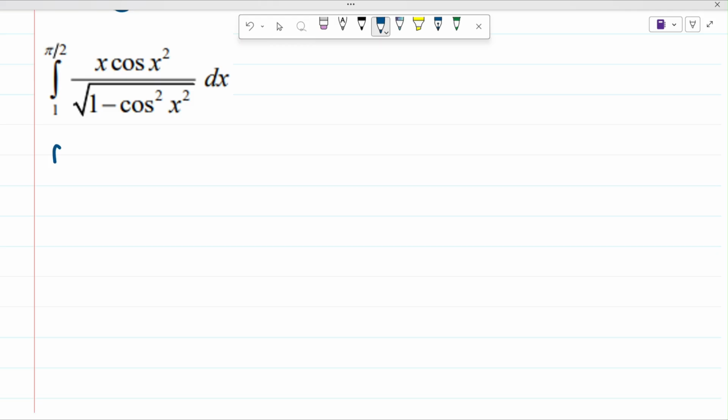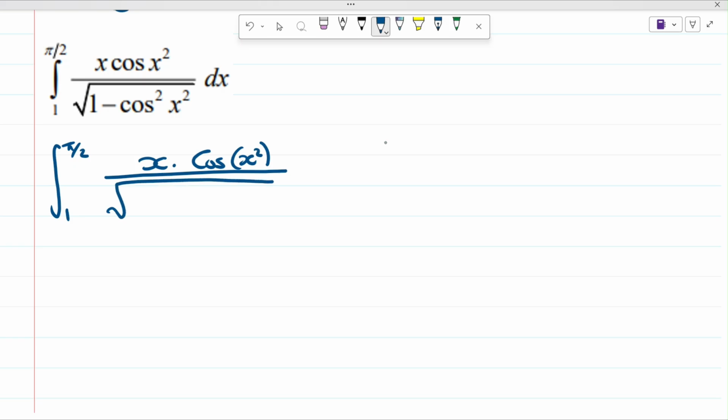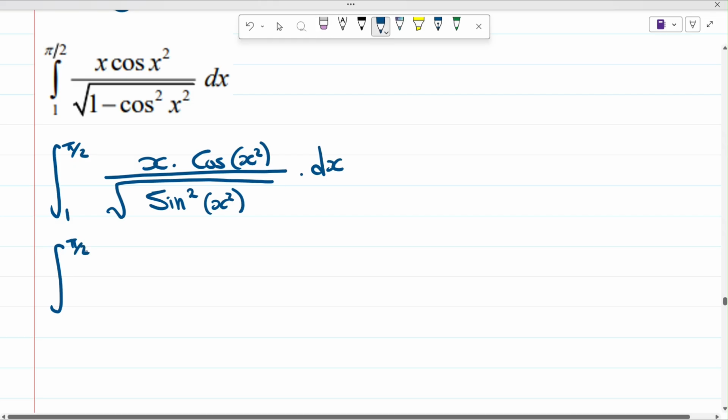Okay, so what we're going to do here is substitute the limits first, and then on the numerator we'll still have our x cos of x squared divided by the square root of 1 minus cos squared, which is equivalent to sine squared of x squared dx. I shouldn't forget you, my guy. You are the most important thing. Otherwise, without you, what are we doing there?